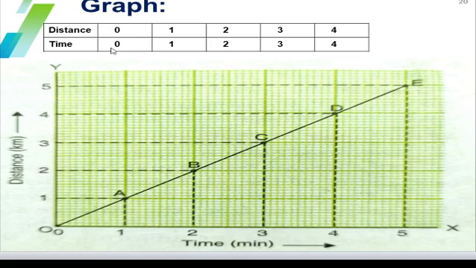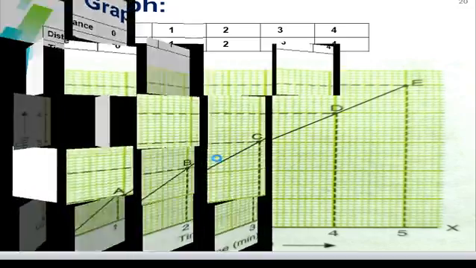See, 0 0, 1 1, here 2 2, this is point B, 3 3, this is point C, 4 4, D, 5 5, E. So it is equal distance. 0 to 1, 0 to 2, equal distance in equal intervals of time. So this is an example of uniform motion. Further two graphs you can see in your school app.